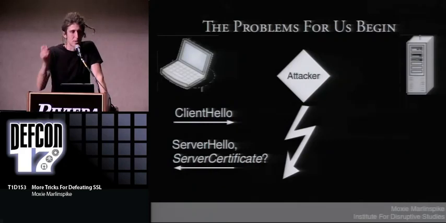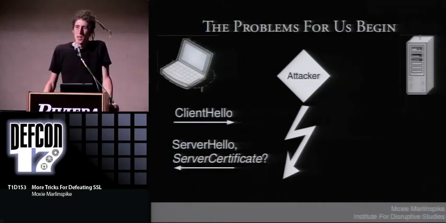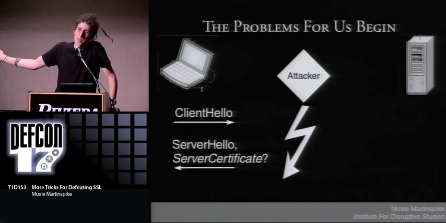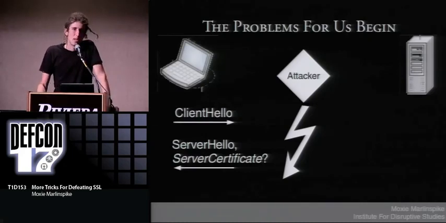We can intercept the client hello, and we can respond with our own server hello that says, yes, I am the server. But we have to send a certificate. And what do we send? We can't send the real certificate from the actual server because it has a public key in it that we don't have the corresponding private key for, and as soon as they start encrypting things, we won't be able to decrypt them. So this is a problem.